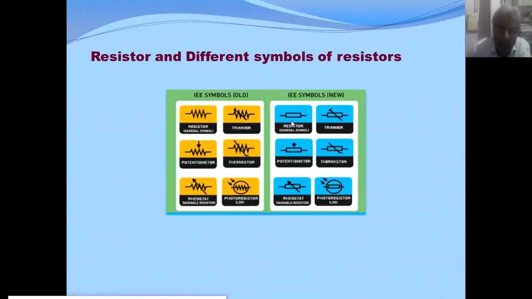For a general resistor, we use this one. For a trimmer, we use this one instead of this. The left side window shows the old symbol and the right side window shows the new IEEE symbol. The potentiometer is shown by this, and for the thermistor we use this symbol. For the rheostat we use this one, and for the photoresistor we use this one, that is LDR.